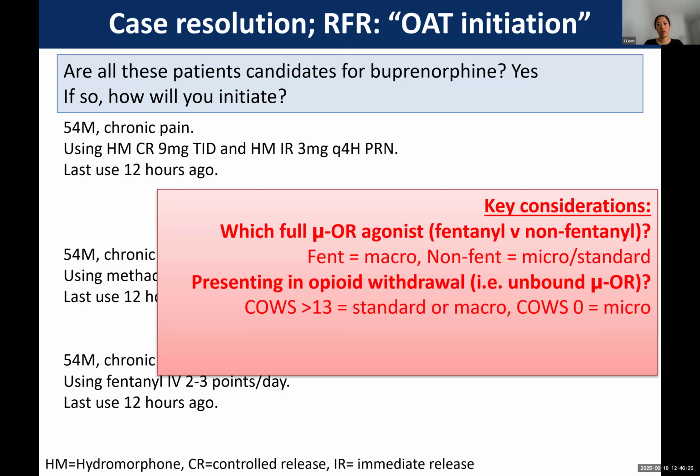If they're in withdrawal, then a standard or macro induction would be most appropriate. If they're not in withdrawal, or have a COWS score of 0, then micro. And if they go into precipitated withdrawal during any of these inductions, then changing to a macro strategy would be most appropriate because you've displaced a lot of the opioids and the receptor is open. So you want to replace it with buprenorphine. So you change to a macro strategy.